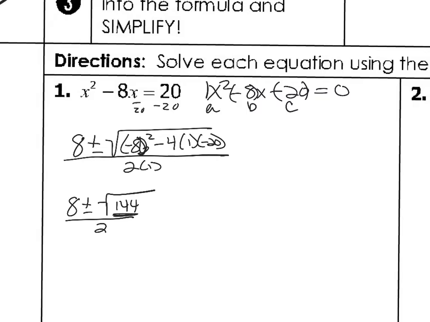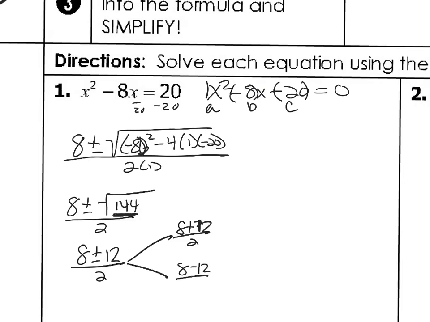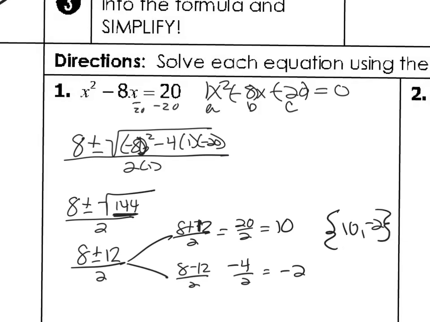Well, my discriminant, b squared minus 4ac, is positive, so that means I'm going to have two solutions. So 8 plus or minus 12 over 2. So now I'm going to split. So 8 plus 12 divided by 2, and 8 minus 12 divided by 2. So this equals 20 divided by 2, which is 10. And then this equals negative 4 divided by 2, which is negative 2. So my solutions are 10 and negative 2.